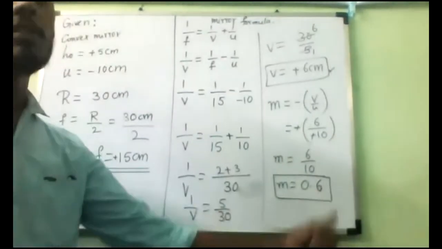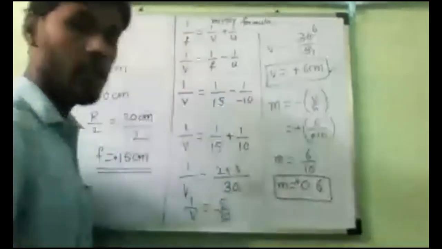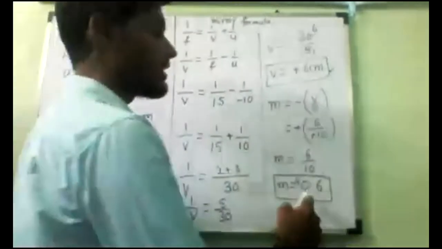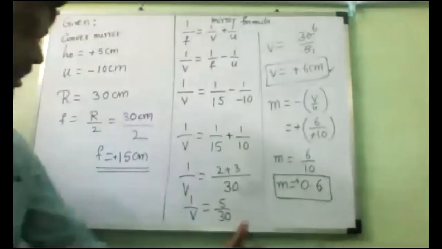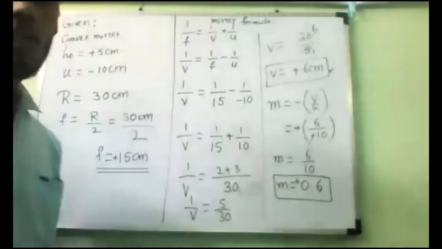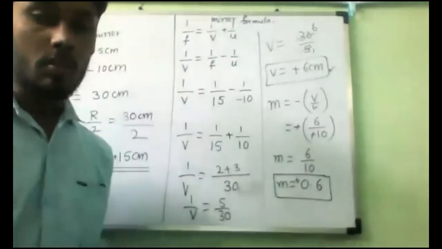Magnification is also always positive here because it is always a virtual image, and as we know, it is less than 1. So M is equal to plus 0.6. All of you should solve. Till here, if you have any doubt, ask me. Any doubt? Yes, sir.